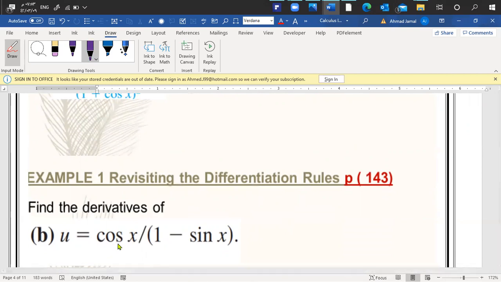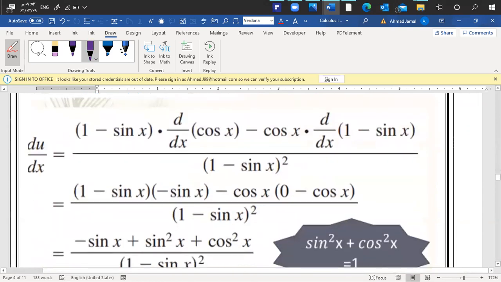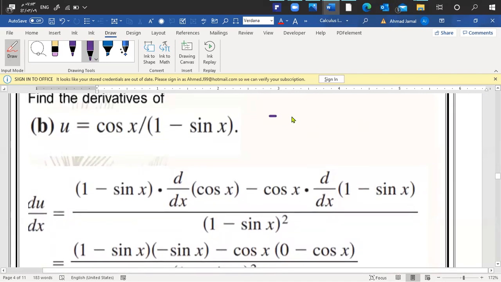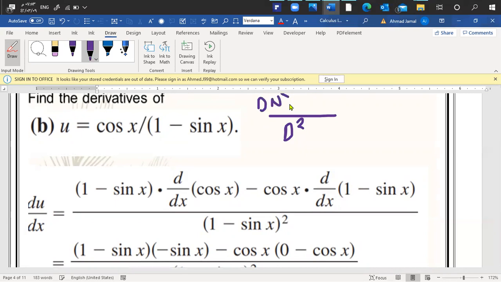Okay, now how can we solve the derivative if we have a divide? If we have a divide, I have the rule: d squared, d derivative n minus n derivative d. If we have the function cos x over 1 plus sine x, I will write 1 plus sine x power of 2, and I will write again 1 plus sine x.